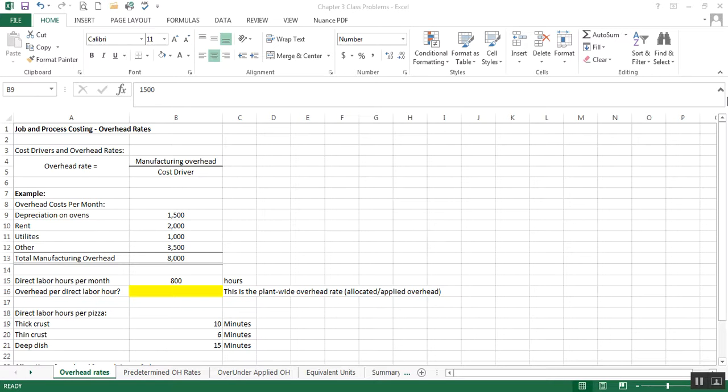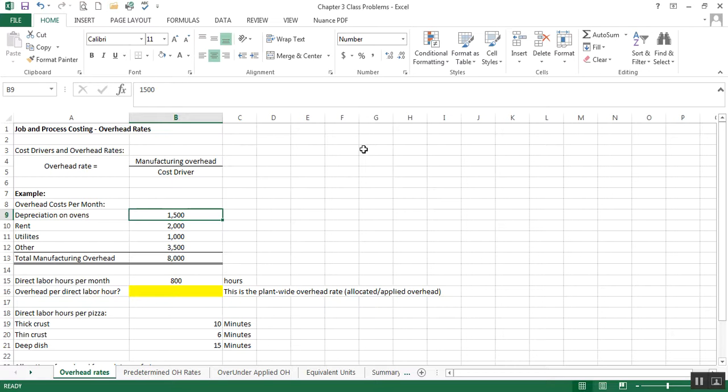When we're looking at an overhead rate, the best way to do this is to come up with estimates. We're going to estimate our total manufacturing overhead costs, and when we divide that by our estimated cost driver in terms of units, then we come up with an overhead rate. Let's look at an example.